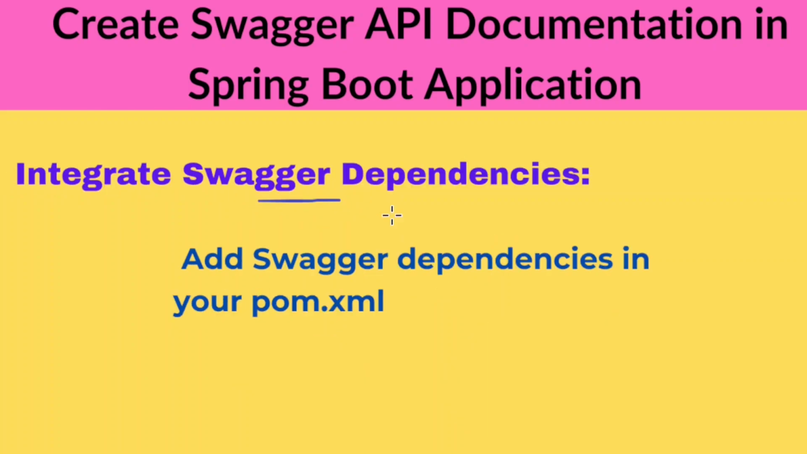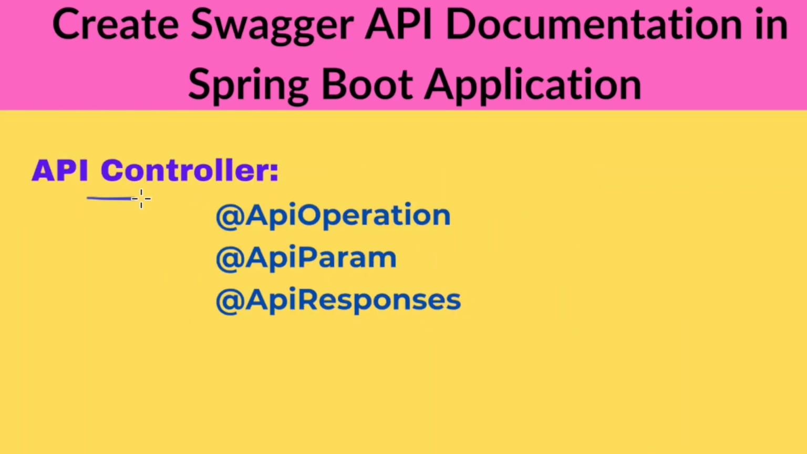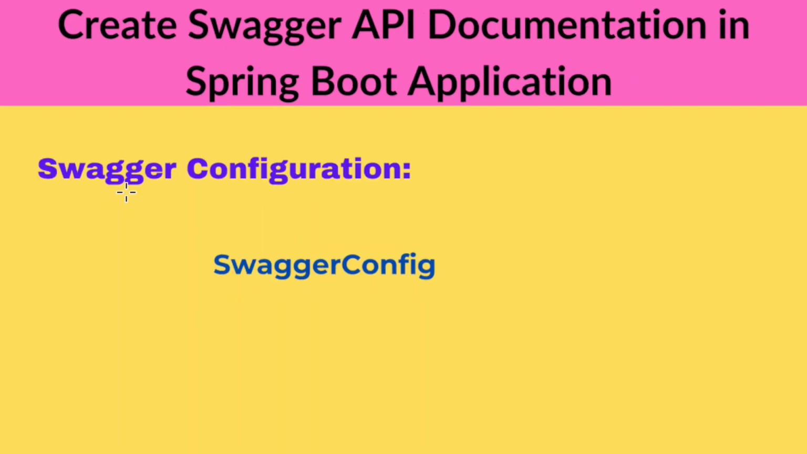Next is integrate Swagger dependencies. Add Swagger dependencies in your pom.xml file to integrate Swagger with Spring Boot. And then API controller. Annotate your API controller methods with Swagger annotations. Use @ApiOperation to provide a description for the API operation. Document input parameters and request bodies using @ApiParam. Use @ApiResponses to document error responses. Next one is Swagger configuration. Create a Swagger configuration class, for example SwaggerConfig, to customize Swagger settings. Define the base package for Swagger to scan your controllers.